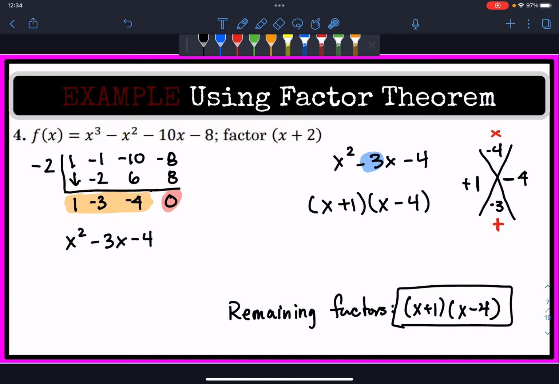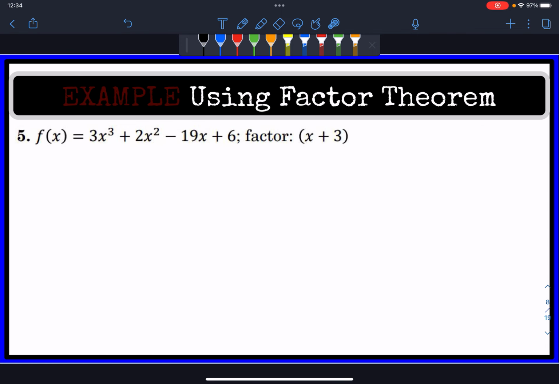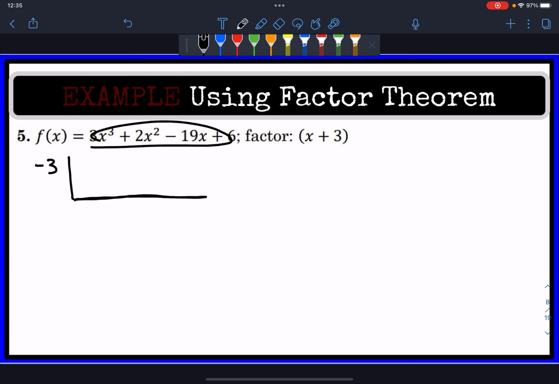Let's do another example of this. So here we're given one of the factors. x plus 3 is one of the factors. And we want to, again, use that factor to find the remaining factors of this function here. So let's use synthetic substitution to find the quotient and the factor of x plus 3 for this.